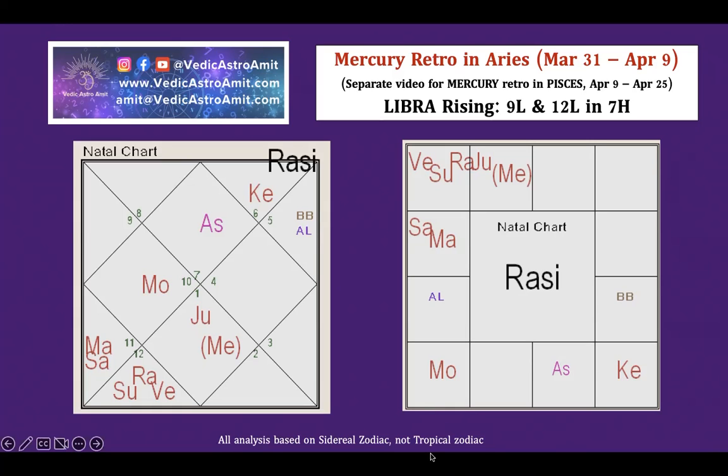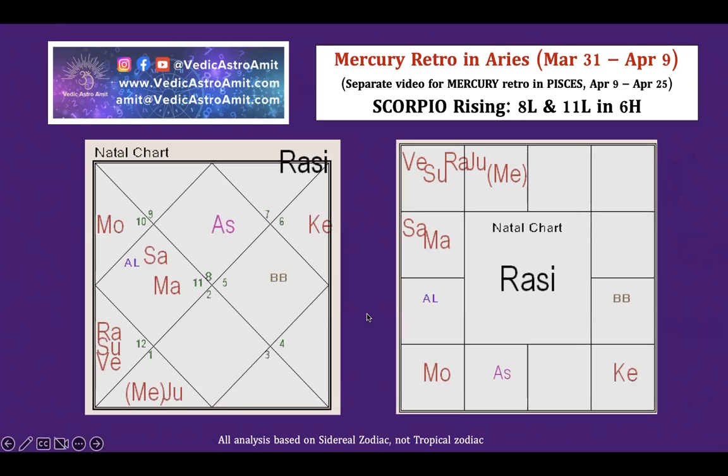Next will be the sign of Scorpio. So for Scorpio rising, this is your 8th lord, a complete change and transformation. It's sitting in the 6th house now, but because it's retrograde, we bring it back one house. So we can bring it to the 5th house. Your 5th house is completely activated.